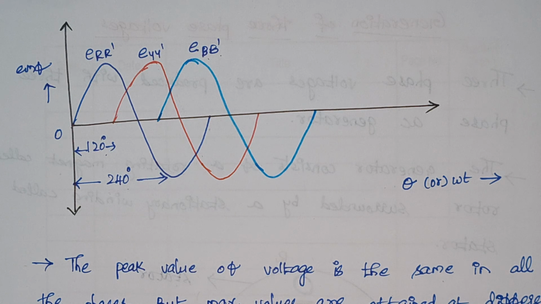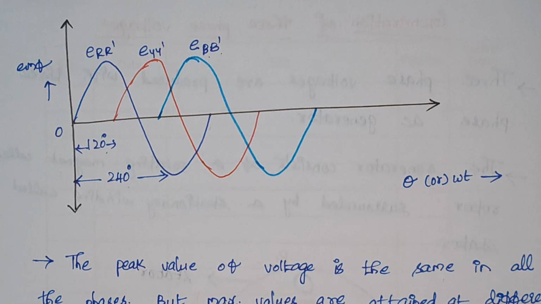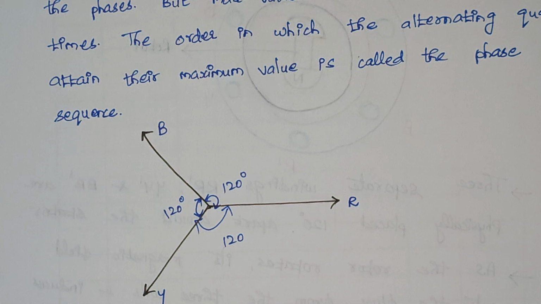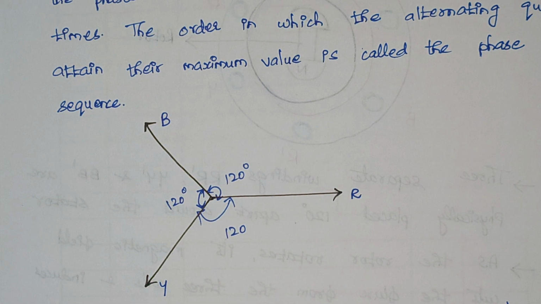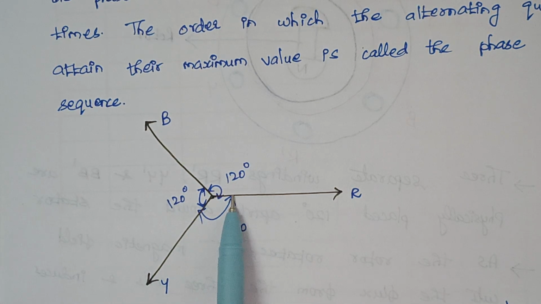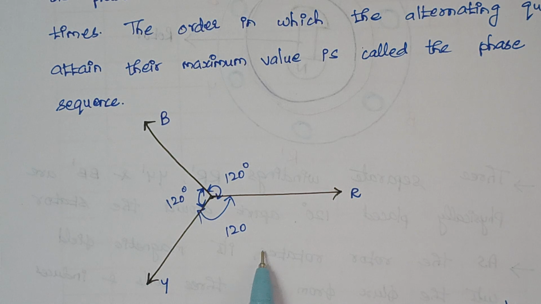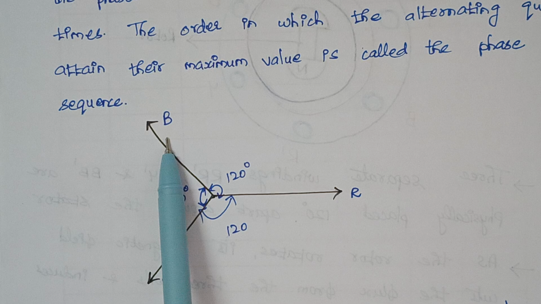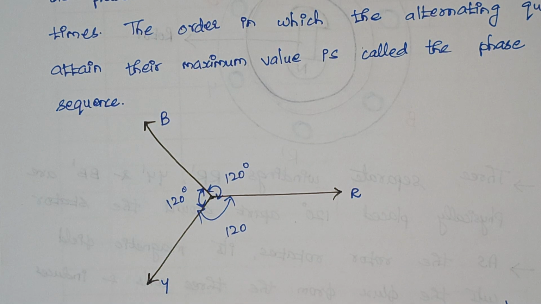So what do you mean by phase sequence? The order in which the coils are arranged is known as phase sequence, right? Just look at this diagram. Here we again have 3 coils, and the 3 coils are placed 120 degrees apart. One coil is R, another one is Y, and another one is known as B.